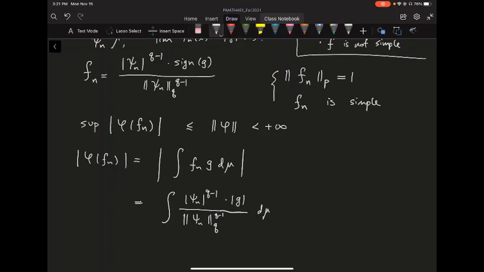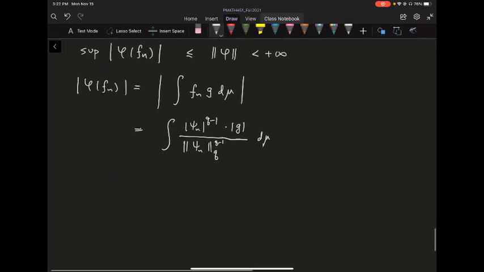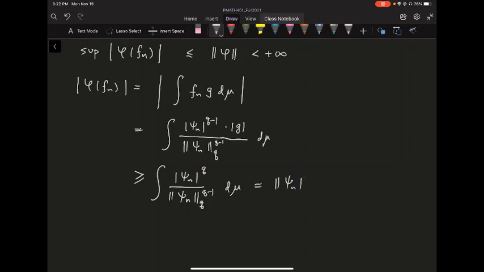All right, and one thing you know is because the psi n are increasing to g, this is certainly greater than or equal to the integral of psi n raised to the power q, divided by the q norm of psi n raised to the power q minus 1. And this is essentially just the q norm of psi n. Okay, so this is the q norm of psi n.